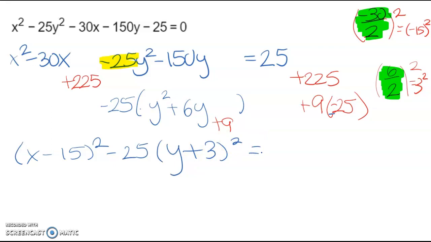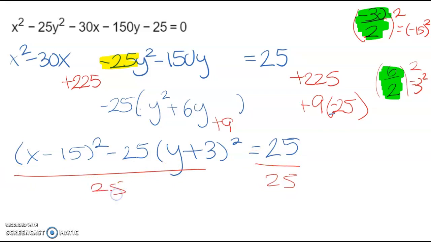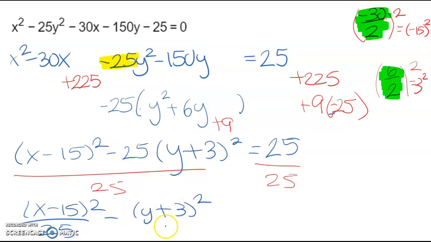And then we have to add up all of this side. So 9 times negative 25 is negative 225, so we'll cancel exactly with that one. So we're just left with 25. Now, in order to get the form of a hyperbola, we do need to divide by 25 as well. Okay, so my last step is to divide all three terms by 25. So now I have x minus 15 squared over 25 minus y plus 3 squared. And then the 25s will cancel, so it's just over 1 equals 1. And that's the standard form for a hyperbola.